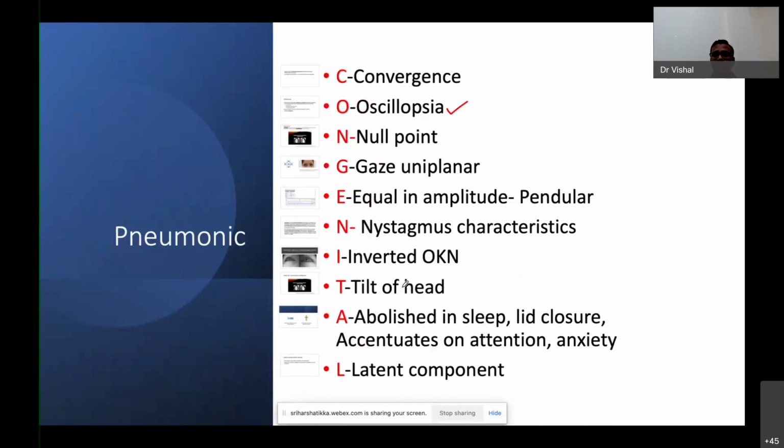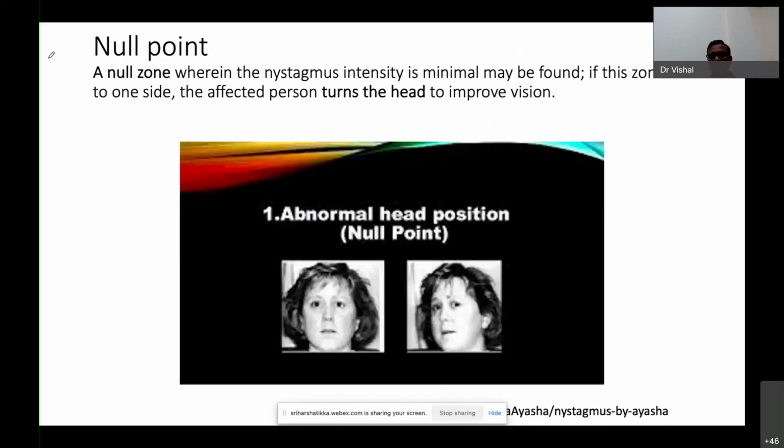Now coming to the next thing, the null point. What is this null point? Let us see. A null zone is a zone wherein the nystagmus intensity is minimal. For example, the eyes are in the center, straight ahead gaze, right gaze or left gaze. There is a point where the nystagmus is minimal, either on the right side or left side, or it could be in the center.